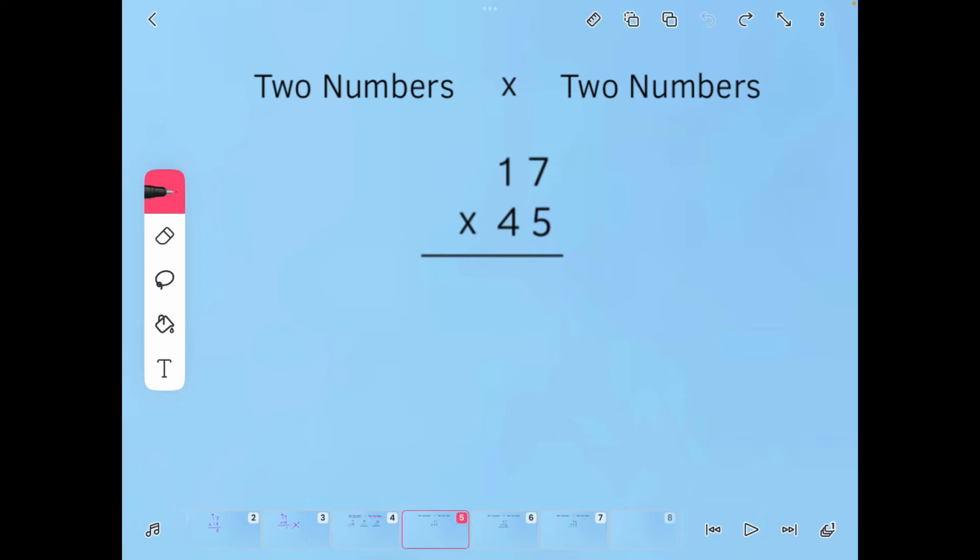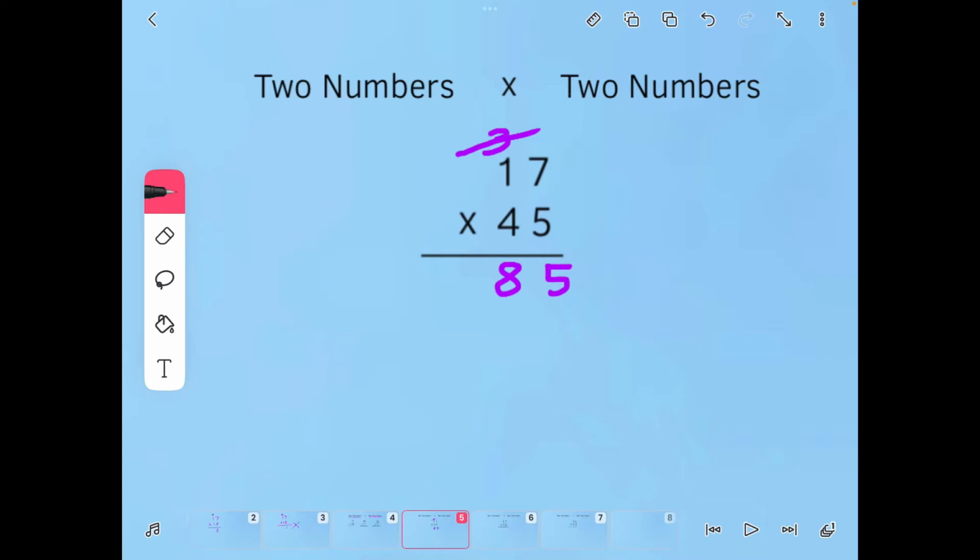5 times 7 equals 35. So I'll write my 5 and I'll carry the 3. So 5 times 1 equals 5. 5 plus 3 equals 8. So I write the 8 right there. I'm going to cross off the 3. This way I don't get confused.